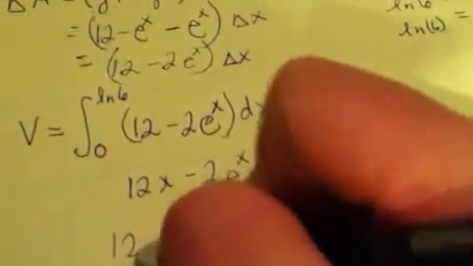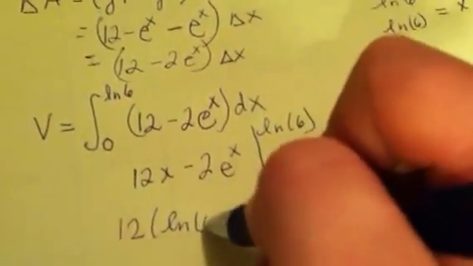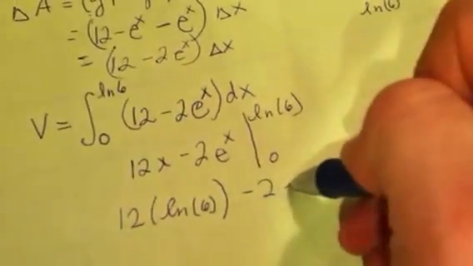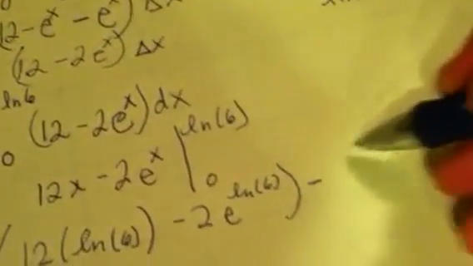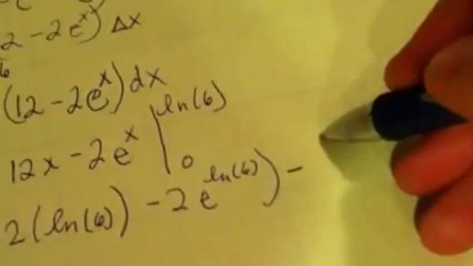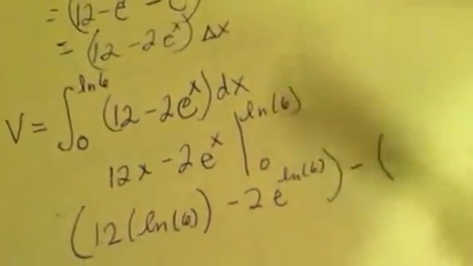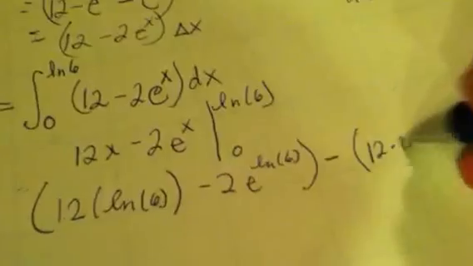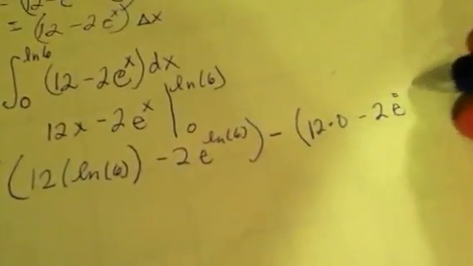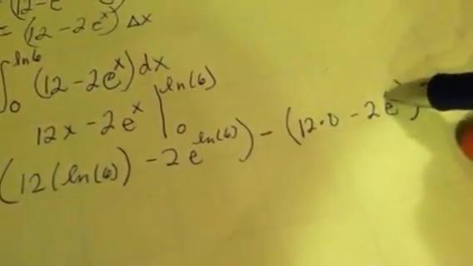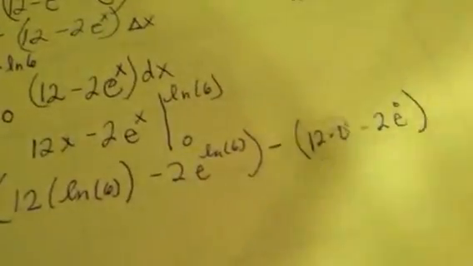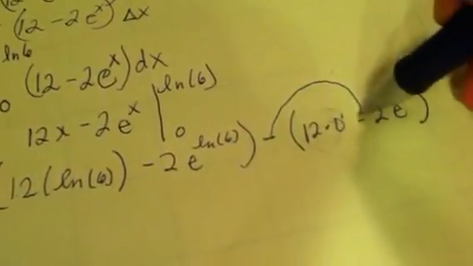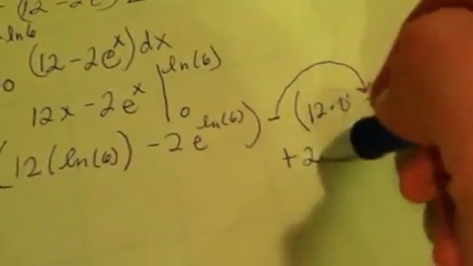So that's going to be 12 times the ln of 6 minus 2e to the ln of 6. That's our first term using the fundamental theorem of calculus, F of b minus F of a. So now we plug in 0 and we get 12 times 0 minus 2e to the 0. e to the 0 is just 1, so we have a negative 2 here, and this is 0. The negative 2 pairs with this negative, and we get a plus 2.